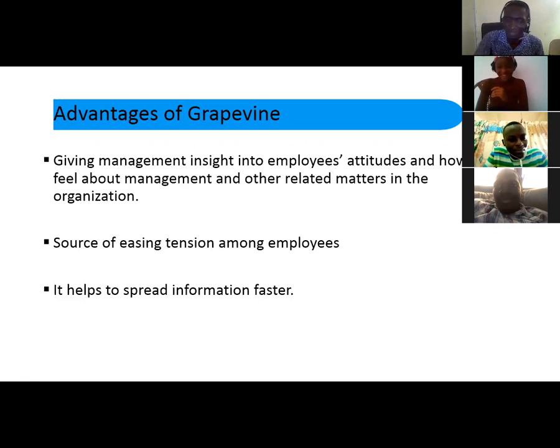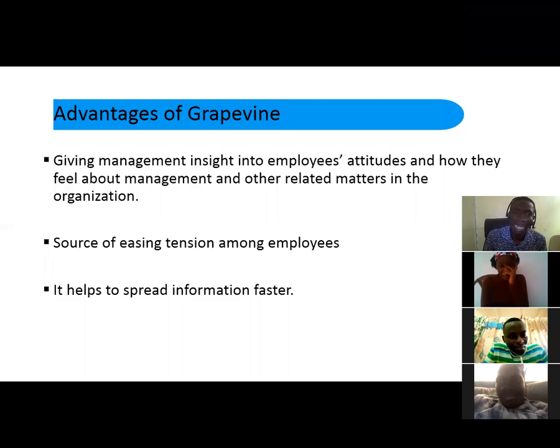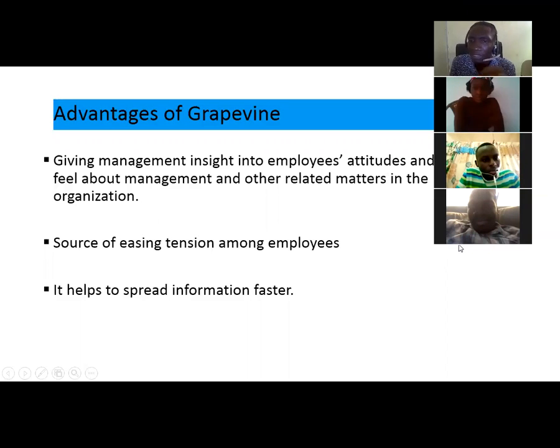Now, let's look at some of the benefits of having a grapevine. One, it gives management insight into employees' attitudes and how they feel about management and other related matters. For example, I can intentionally issue a rumor in school that we will not write exams this term. I want to see how you are going to react. I know you'll be so happy, oh, no exams.